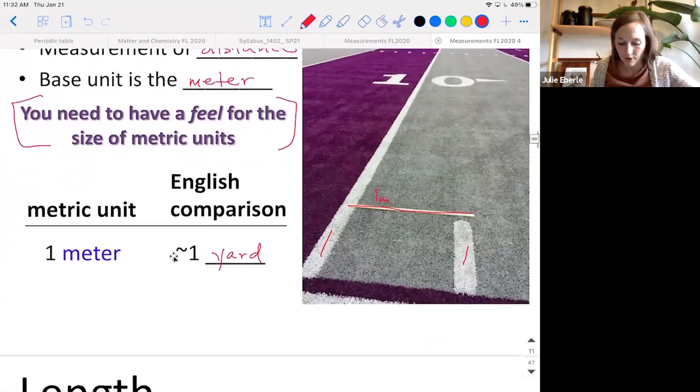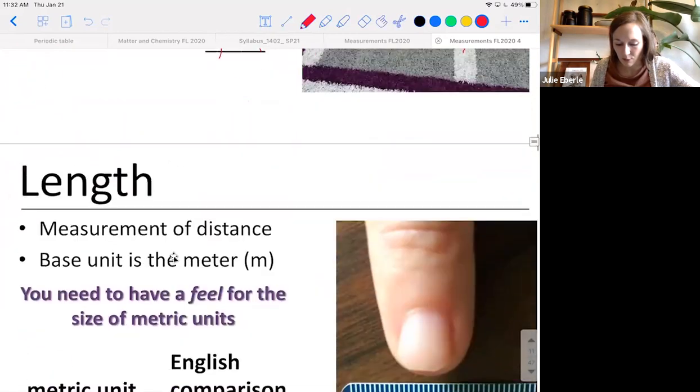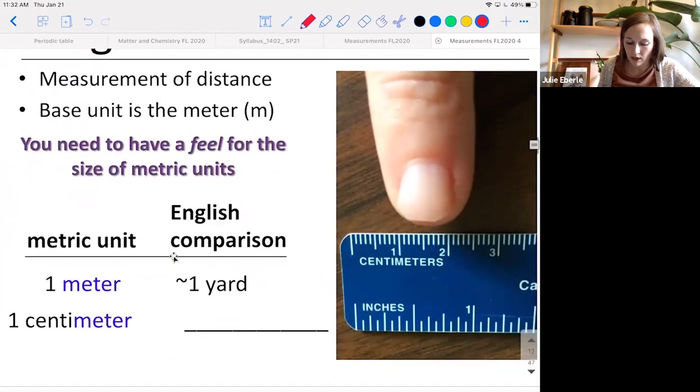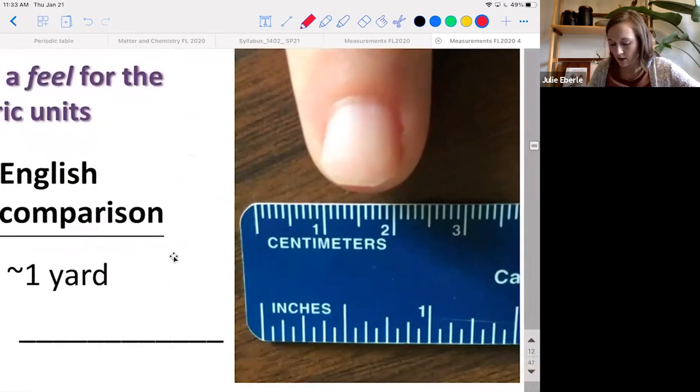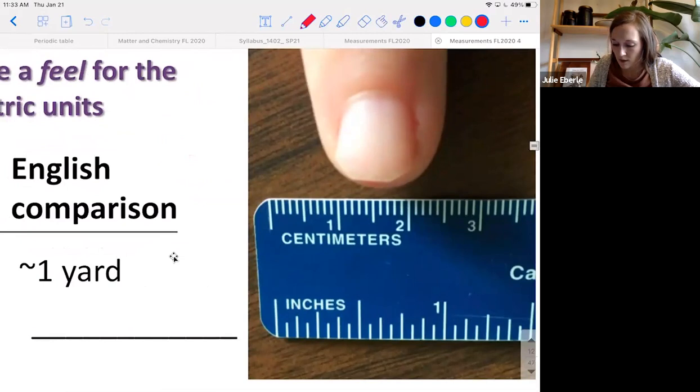We have other units too, though. The next slide's pretty much the same, except what if we're talking about a centimeter down here at the bottom. You are probably familiar with this from rulers, because they measure in inches and then on the other side centimeters. So 1 centimeter would be about the distance right here. If you hold your finger up the way this picture shows, it's about the width of your pinky.